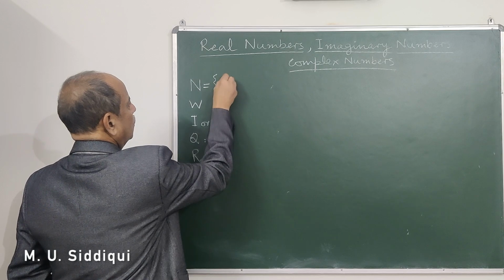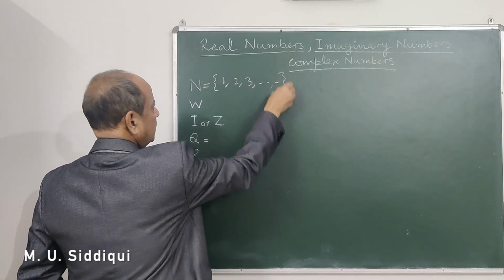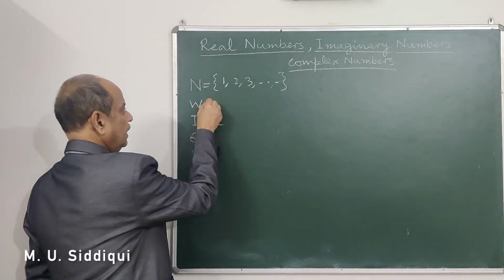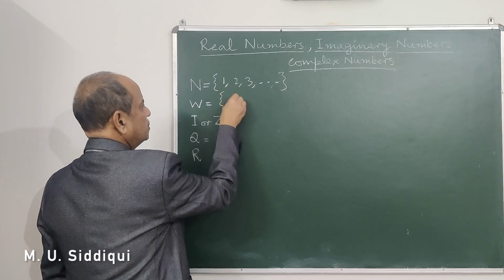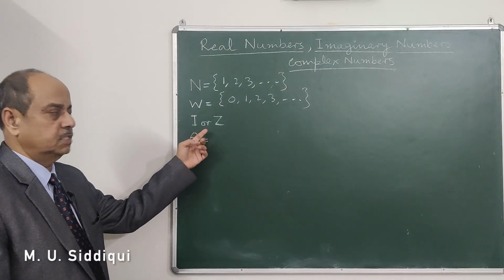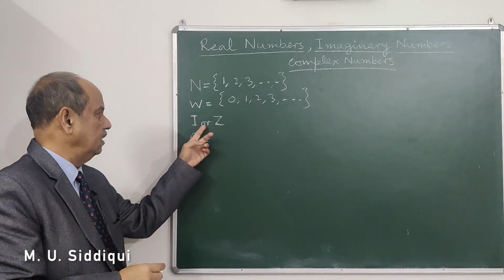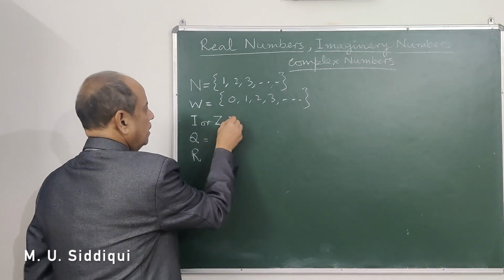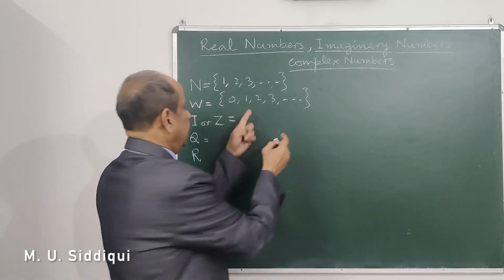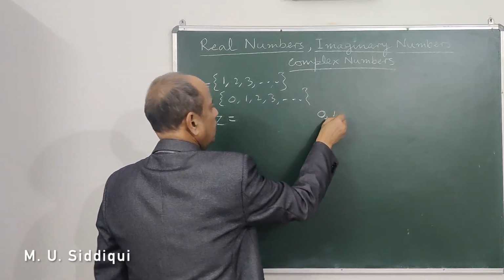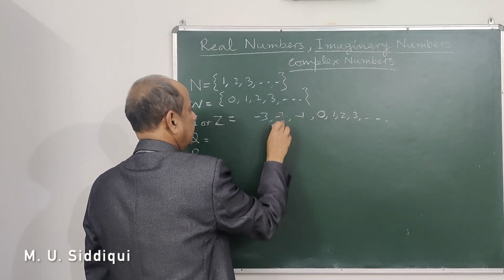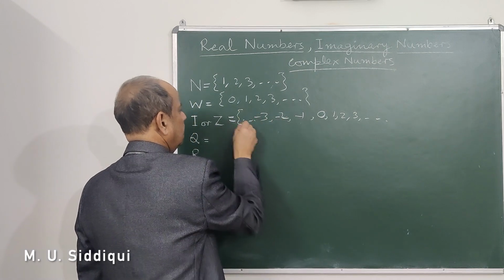Natural numbers were 1, 2, 3 and so on. They are infinite in number, so this set is infinite. Similarly, you have seen integers. We just include 0, 1, 2, 3 and so on. This was whole numbers. Then integers, which is denoted by I or Z. This is a set which includes all the whole numbers and negative whole numbers as well. So we write the 0 in the middle, then 1, 2, 3 and so on, and then -1, -2, -3 and so on. So this was the integers.